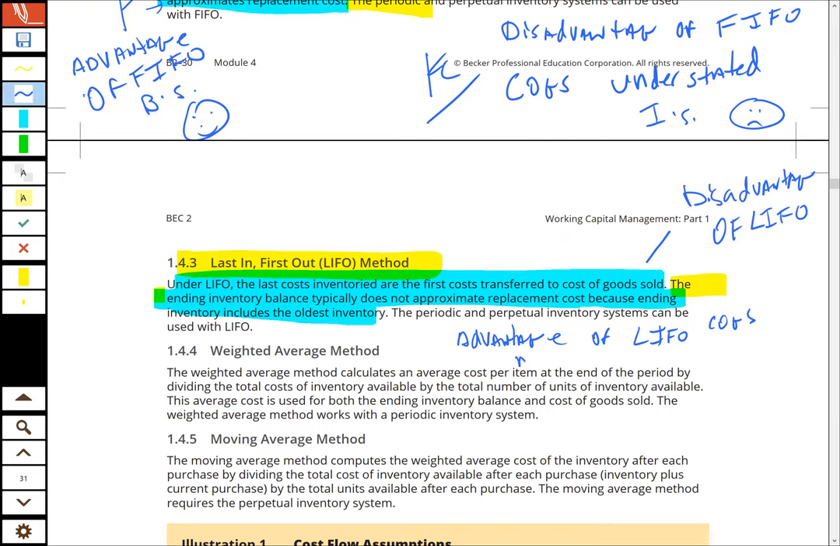Cost of goods sold approximates current costs. So that means that what? The income statement is good.